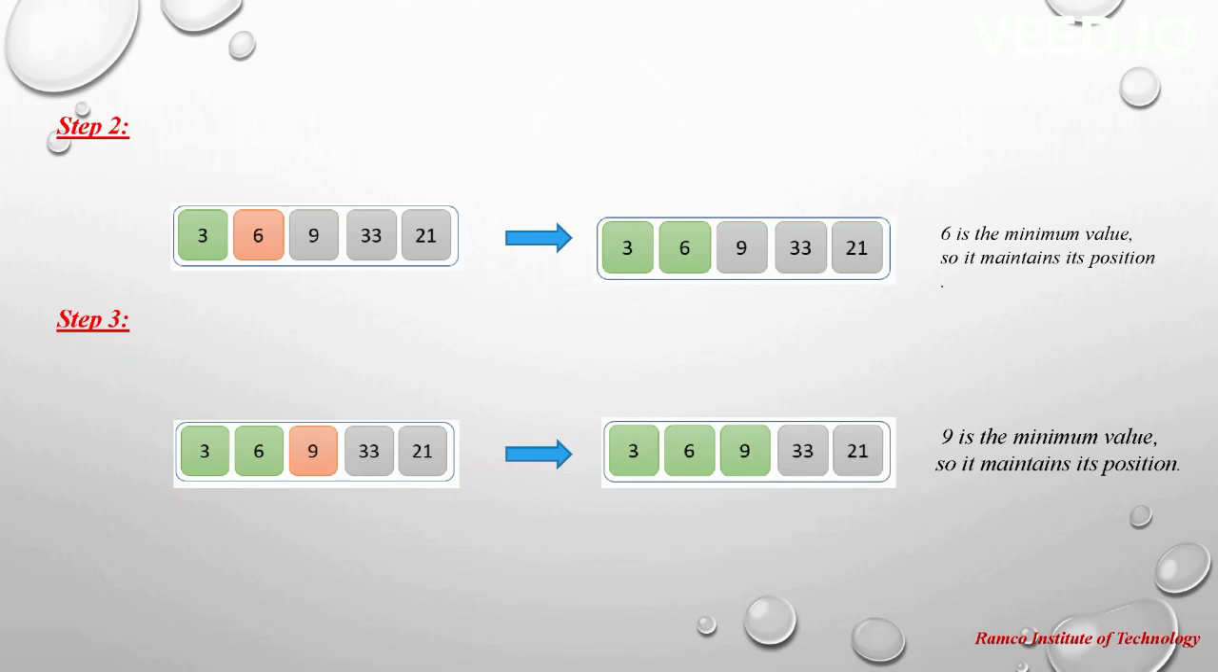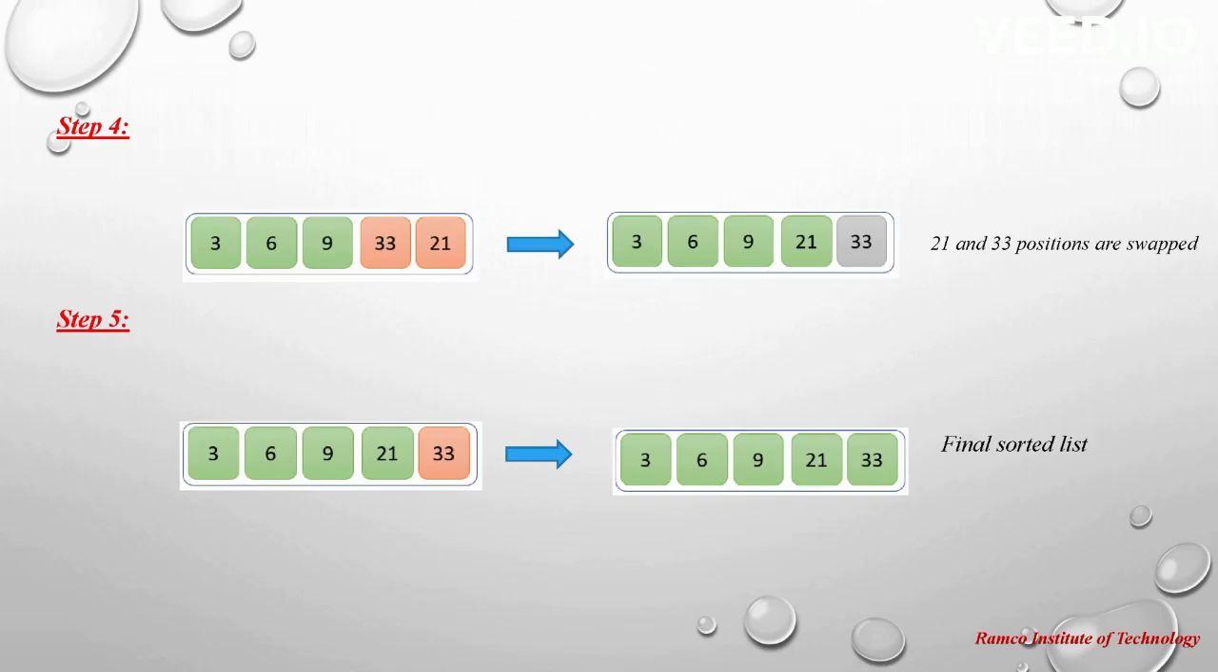In step 2, the value 6, which is the first element in the unsorted list, is compared with the remaining elements such as 9, 33 and 21. It finds that 6 is the minimum element compared to the remaining. So 6 maintains the same position. In step 3, 9 is compared with the rest of the elements such as 33 and 21 to check the minimum value. Here the value 9 is the minimum, so it maintains the same position in the sorted list.